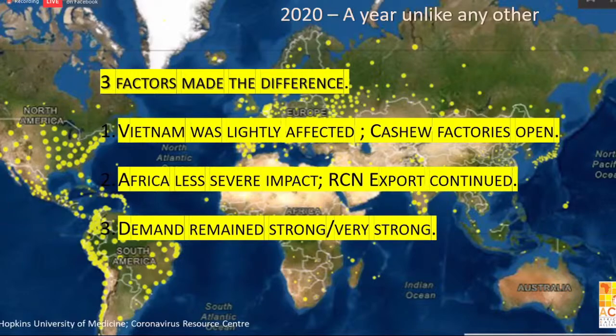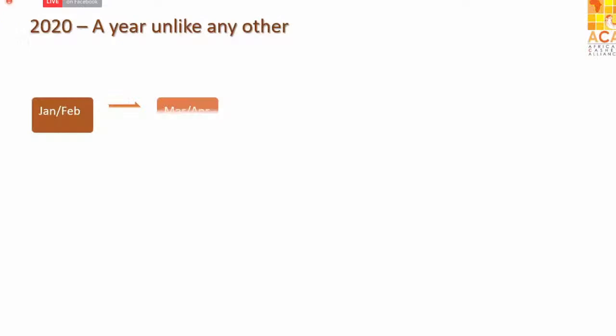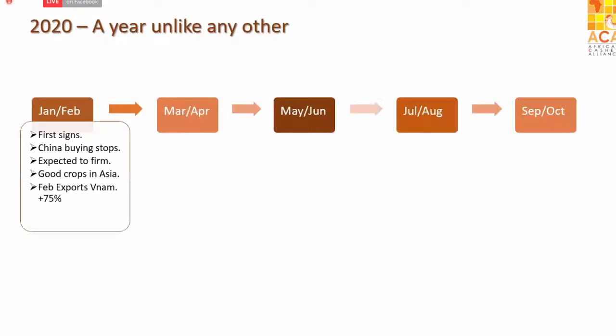So let's try and reconstruct 2020. Let's have a look at how this 10 months has developed. If we go back to January, February, during the first signs, we saw a halting of buying in China, and many people drew the conclusion that that would also follow elsewhere. At that time, when we entered this crisis, the market had been expected to firm. Prices had worked their way down to around about $3.10 FOB for 320s.